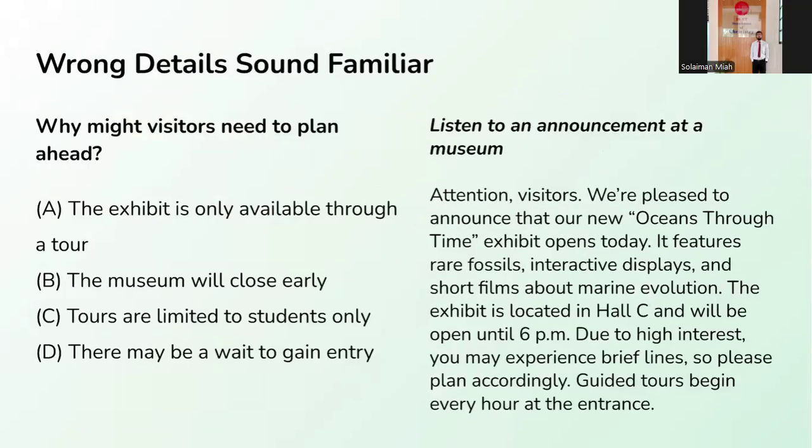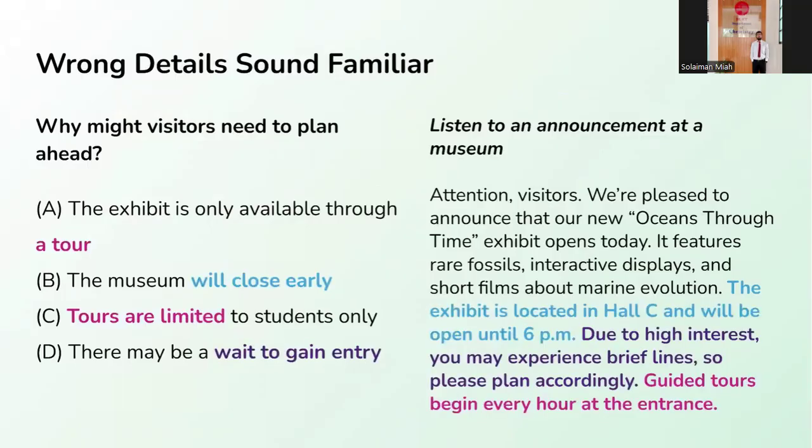On your test, you won't be able to do this, of course, but it helps illustrate the trap and why it's dangerous. Every answer choice mentions something related to the announcement. Answers A and C are both about tours. The man did mention tours at the end of the announcement. Answer B is about the closing time. And again, the man did mention the time that the exhibit closes.